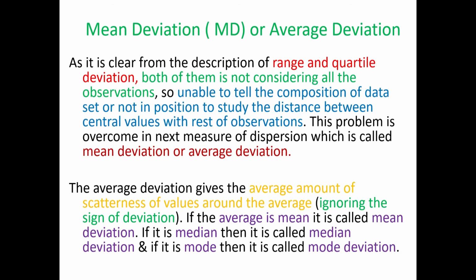The average deviation gives the average amount of scatter around the average, ignoring the sign. Mind it, we ignore the sign, but measure the scatter around the central value. If the average is the mean, that is the mean deviation. If it is the median, that is the median deviation. And if it is the mode, that is known as mode deviation.